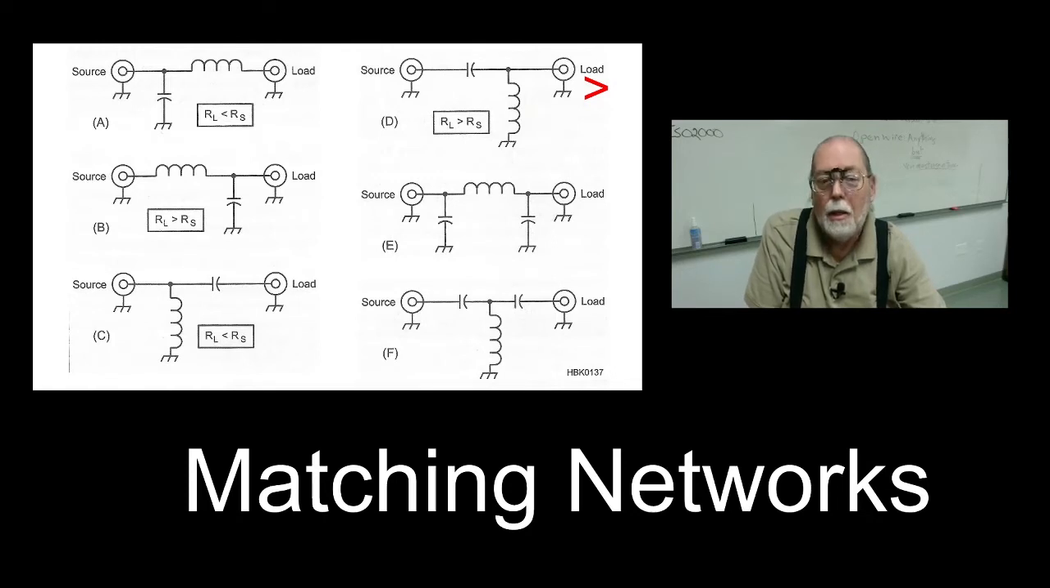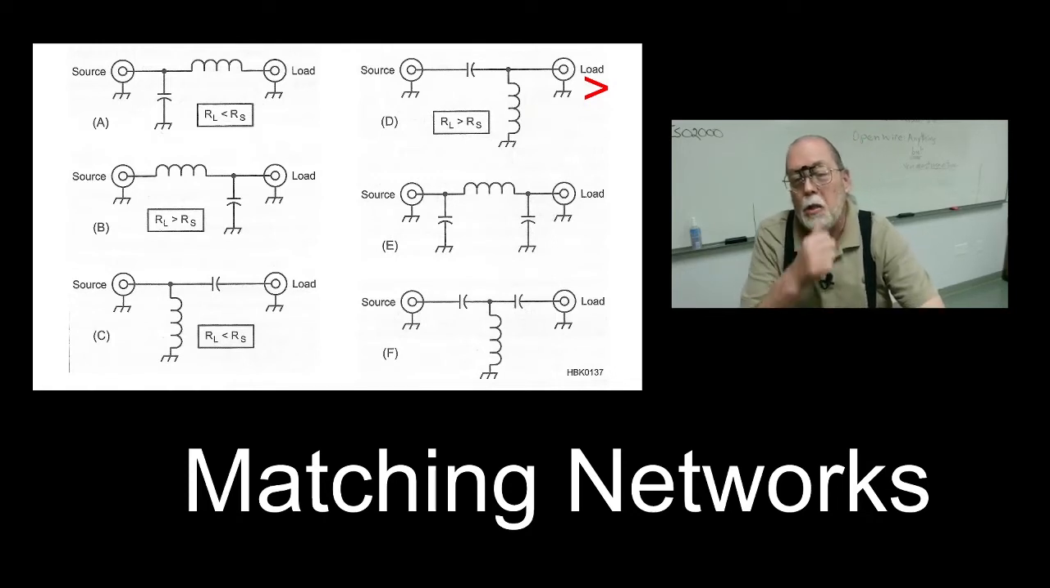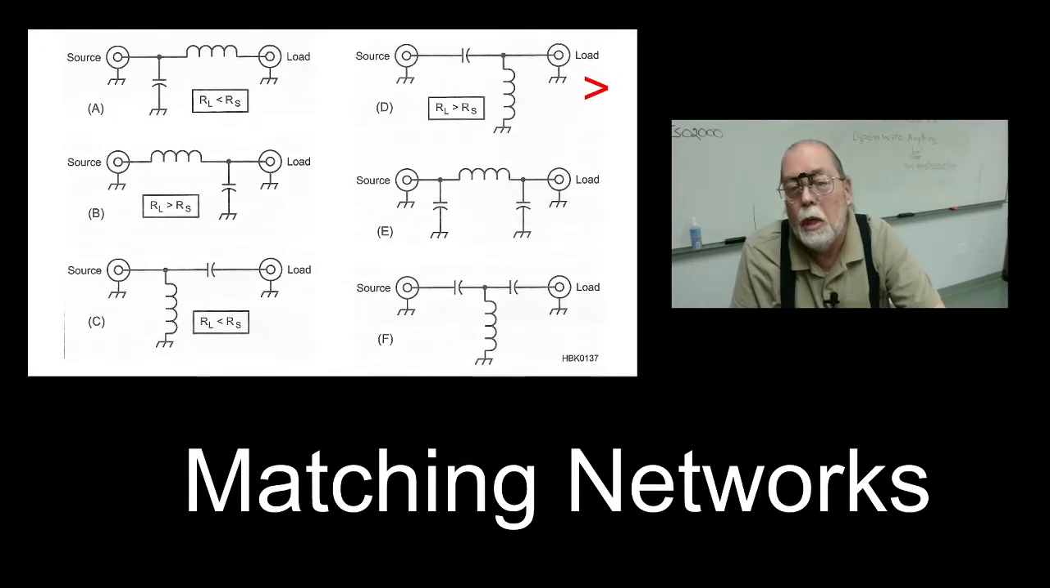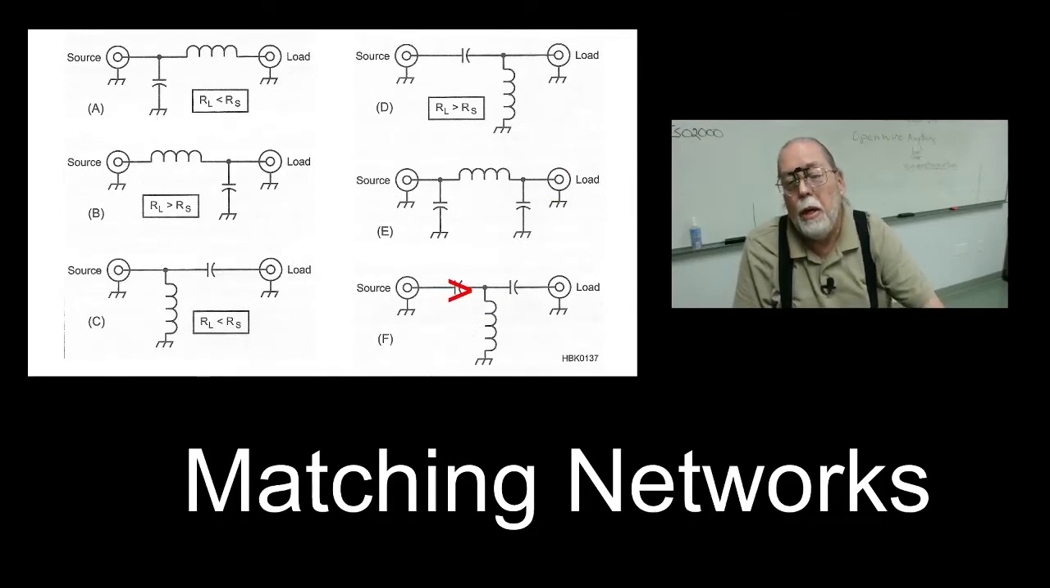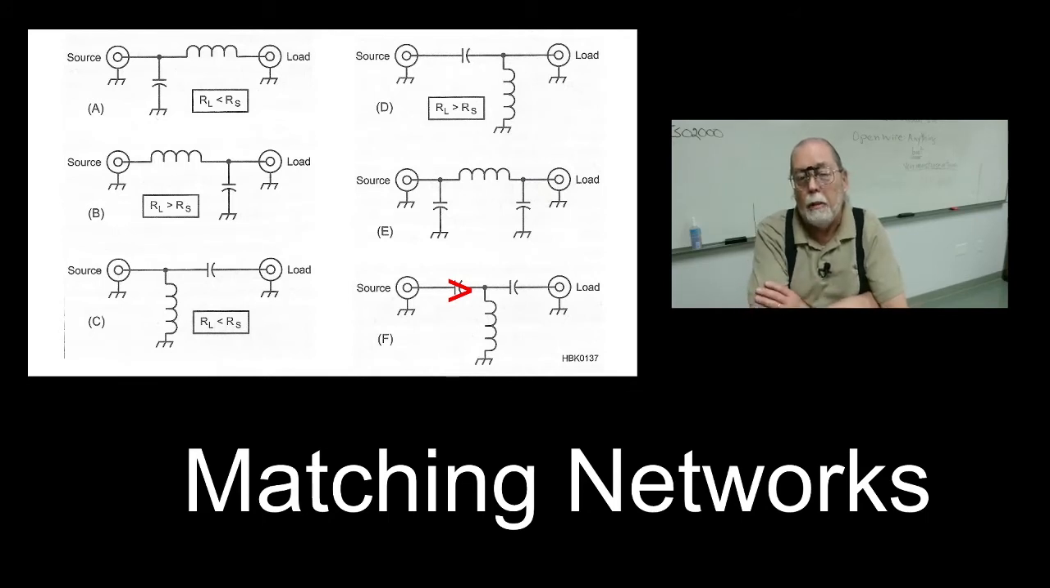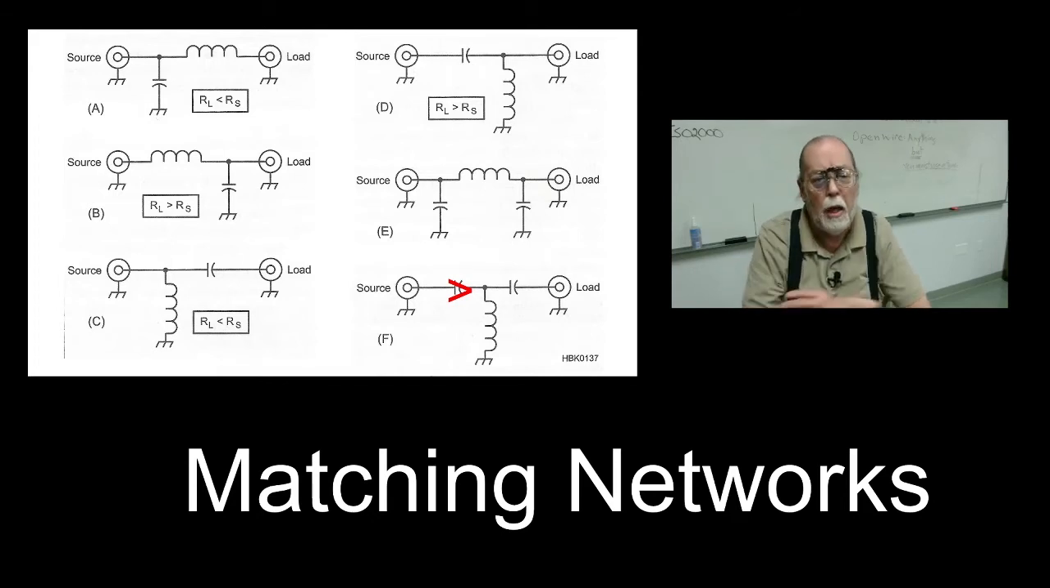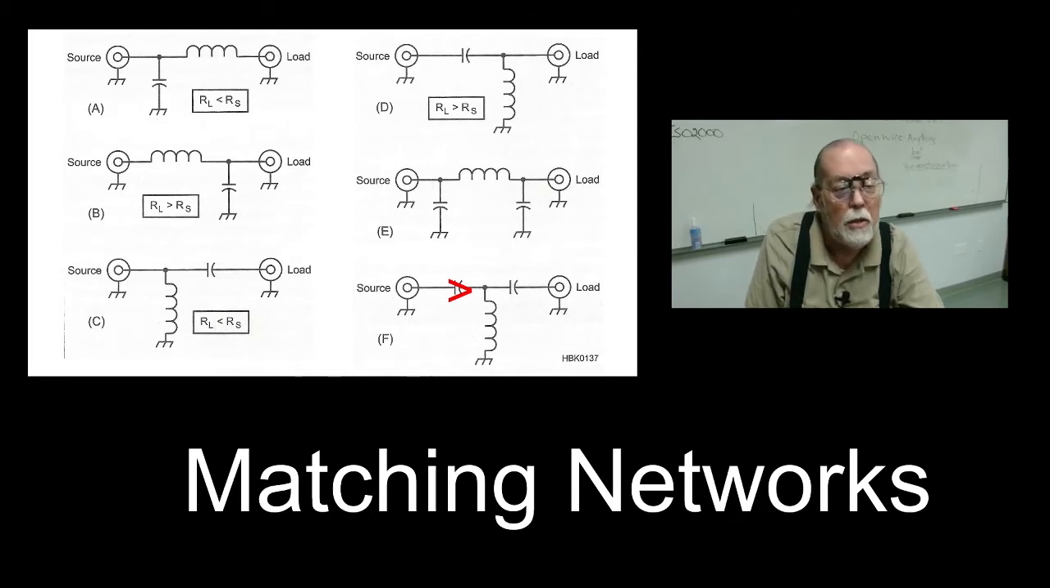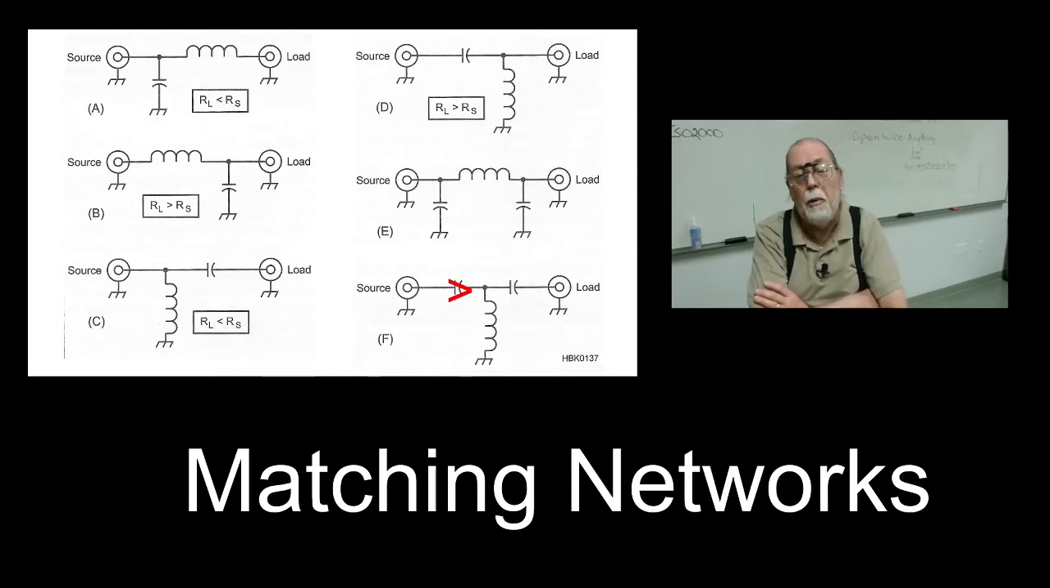Which one is the PALSTAR? The PALSTAR is this one. Hold on. The PALSTAR is, most of the big ones are the T network with the coil in the middle. Okay? With the coil in the middle. The PALSTAR is like this. I've got a little MFJ QRP tuner. It's one of these right here that I've got. It's F. F is very, very popular. But there is a danger. There's a big danger.